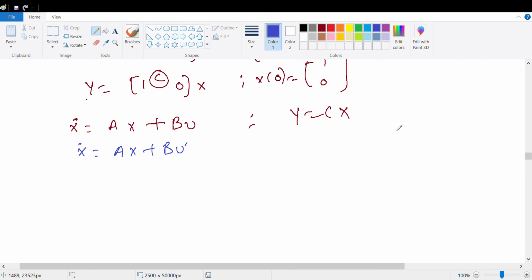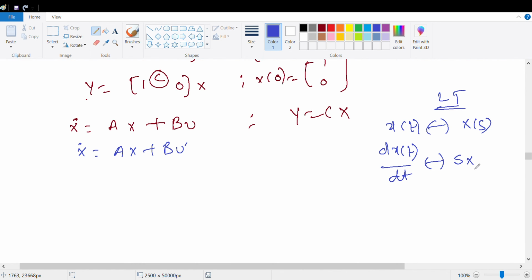Apply Laplace transform. Suppose you have x of t, you will get x of s as Laplace transform, and you have dx of t by dt. In homework 1 we have seen, dx of t by dt means s into x of s minus x of 0, initial condition. In that homework 1 there is no initial condition, that's why we left x of 0, but in this problem they have given initial condition, so s into x of s minus x of 0. Now apply Laplace transforms here.